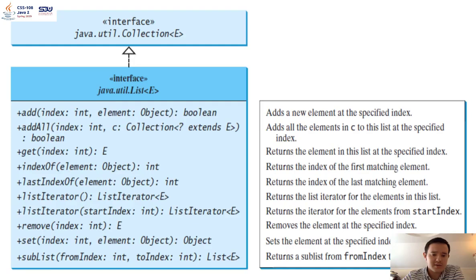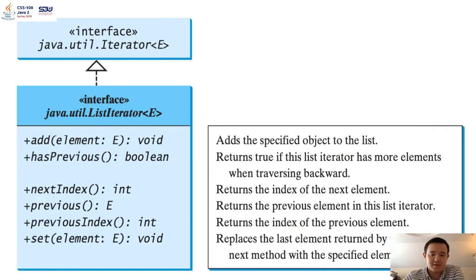And also you can get a list iterator starting from some other index. We're going to look at list iterator shortly. Remove is a method that removes some certain element at some certain position, and set is a method that changes an element at some certain index. And sublist returns a list containing the same type of elements between these two indices. The from index is included and to index is not included, as you can see in the description of the method. Now let's look at the iterator, list iterator interface.